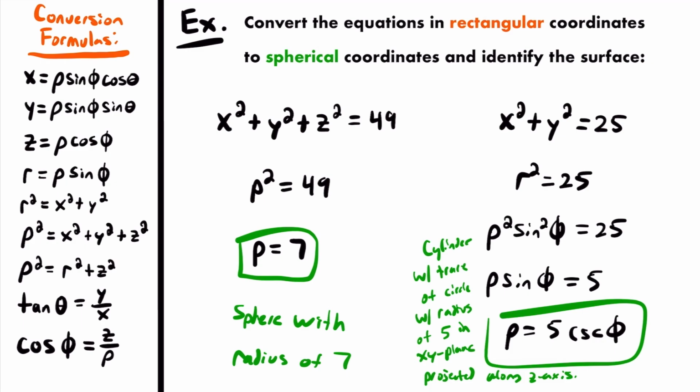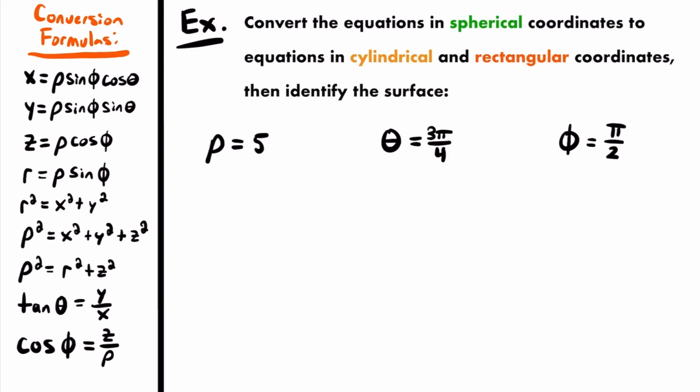Okay, let's take a look at another example. So for our next example, we want to convert the equations in spherical coordinates to equations in cylindrical and rectangular coordinates, and then identify the surface. All right, so we have 3 spherical equations here, one for each of the different variables. So we have rho equals 5, theta equals 3 pi divided by 4, and phi equals pi divided by 2. Let's start with rho equals 5. This should hopefully be the easiest one.